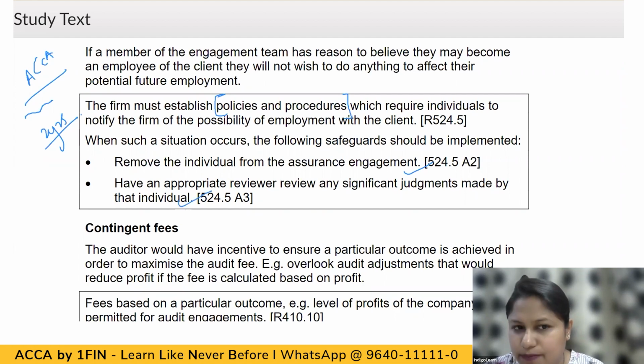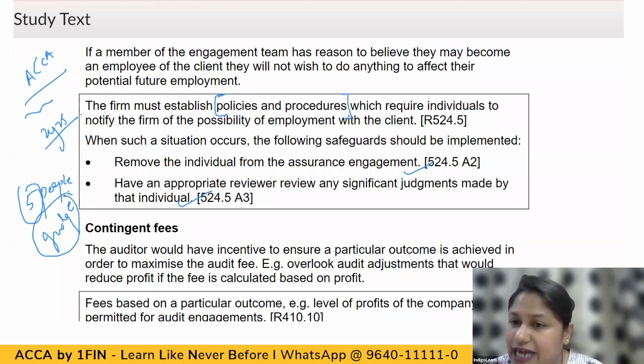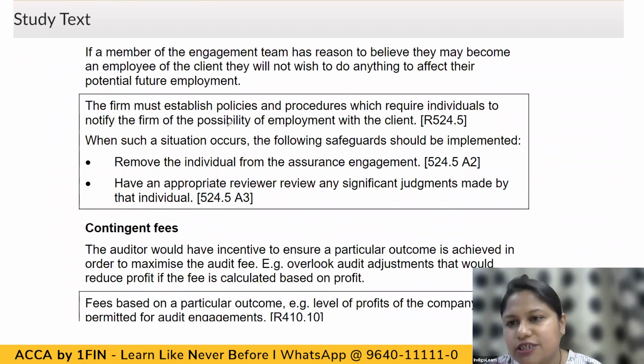So suppose 5 people went to do the audit, and one of them is the person who is seeking the employment here. During the course of the audit, what all judgments did he make? You get those judgments reviewed to ensure that none of his judgments were biased. Got it? So this will be the safeguard. That is very obvious, potential employment in the client's location.